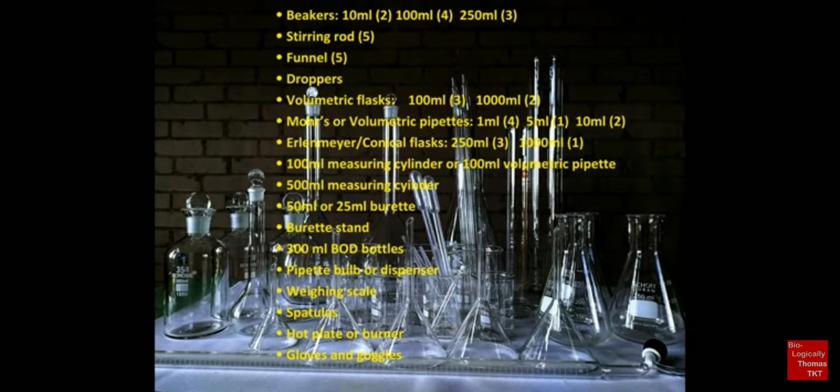100 ml beakers, 10 ml beakers, 250 ml beakers, stirring rod, funnel, droppers, 100 ml volumetric flask, 1000 ml volumetric flask, 1 ml pipette, 5 ml pipettes, 10 ml pipettes, 250 ml Erlenmeyer flasks, 1000 ml Erlenmeyer flask, a 100 ml graduated cylinder or a 100 ml volumetric pipette, 500 ml graduated cylinder, 50 or 25 ml burette, a burette stand, 300 ml BOD bottles, pipette bulb or dispenser, weighing scale, spatulas, hot plate or burner, gloves and goggles.